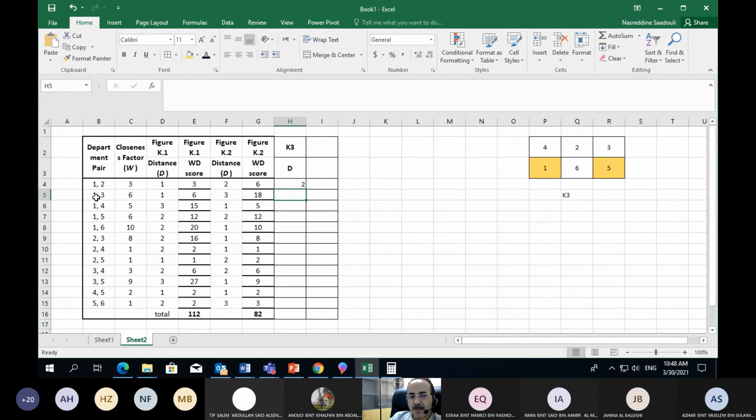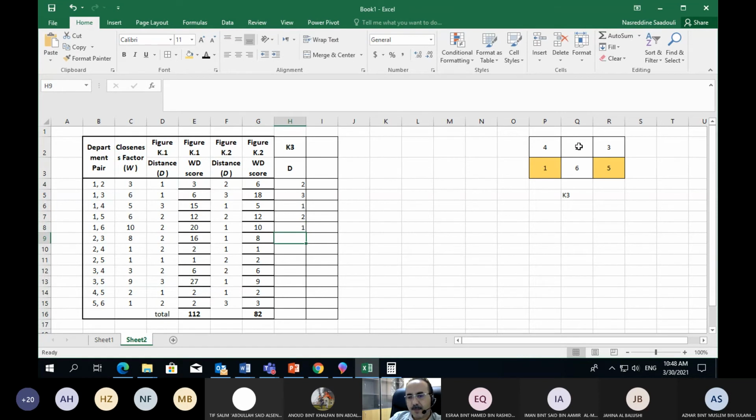How about 1, 3? From department 1 to 3. 1, 2, 3. There are 3 movements. That's how we calculate the distance. This example is to show you how we get the distance. 1 to 4, there's only 1. 1 to 5. 1, and this is 5. So 1, 2. 1 to 6, next to each other. So 1.